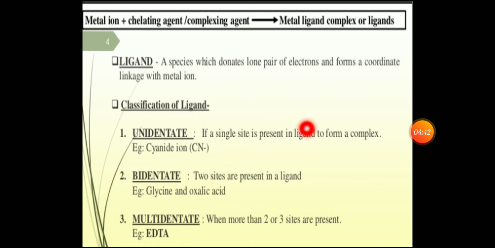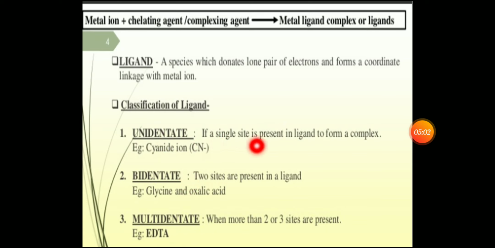The classification of the ligand: it is unidentate first class, then bidentate and multidentate. See, यहाँ पे हमें पता चलता है unidentate. Okay, it's singular. Bidentate is bi, that is the two sites, and multi means more than two.